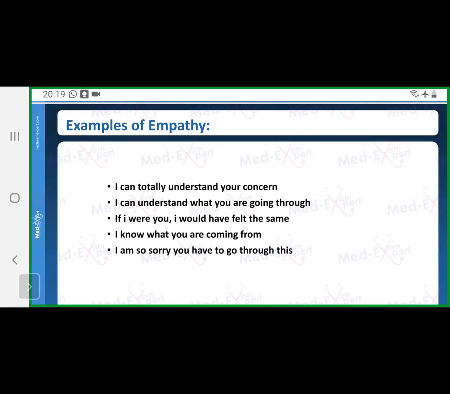And you can also say, I know where you are coming from, what you're trying to say, I'm so sorry you have to go through this. So these are a few terms you have to use while you are talking to the patient in OET speaking role plays.